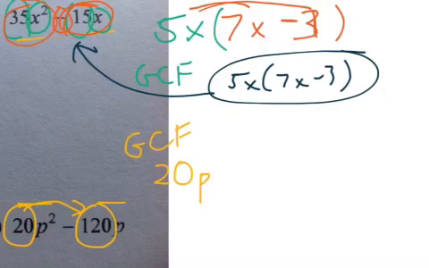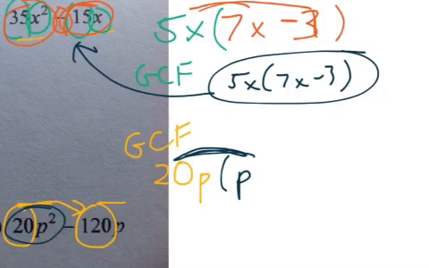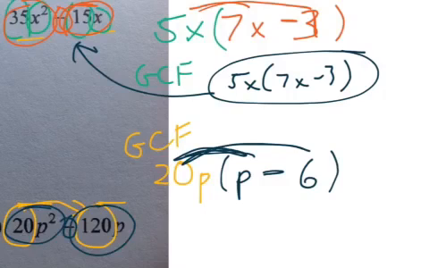So with 20p as my GCF, all I need now is a p, so that 20p times p is 20p squared. Notice the minus, and all I need is a 6, because 6 times 20p is 120p. So this right here, guys, is the answer.